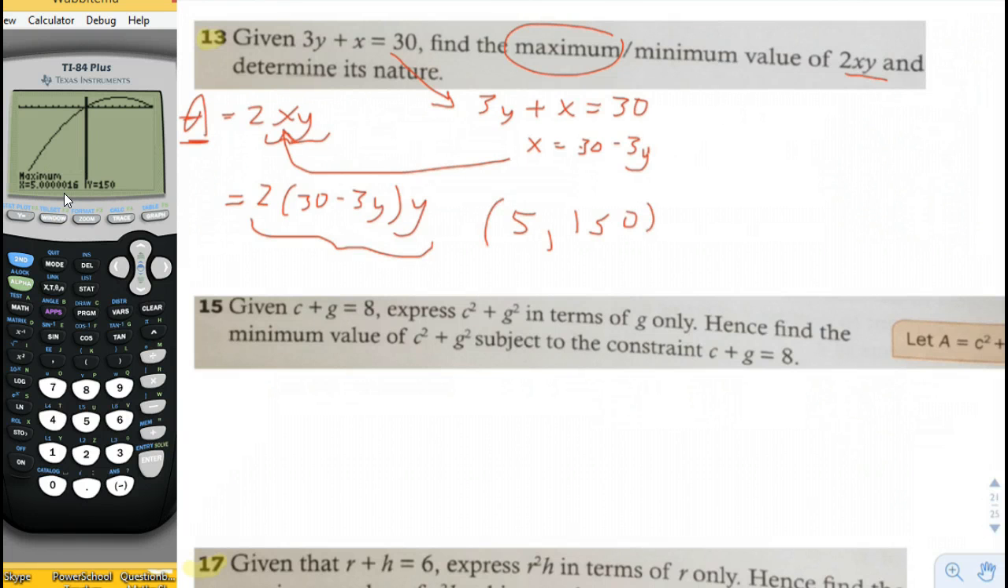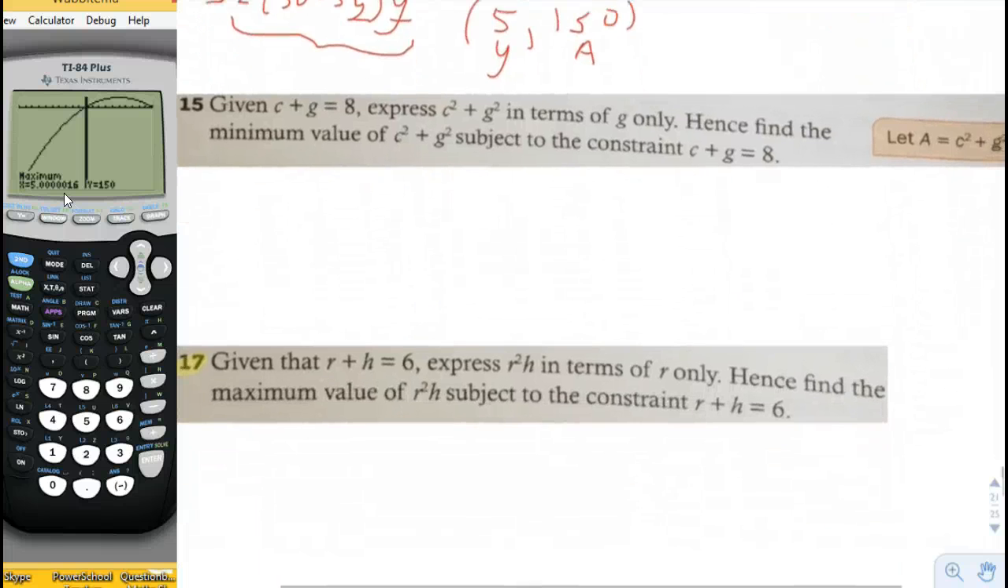And this is equal to a, we named it a. And 5 is the y value, right? The y value. So y equals 5, a equals 150. So they wanted the maximum value of this whole function, which I just called a. So we'll say it's 150. And determine its nature. Well, we already found out it was a maximum, so that's that.